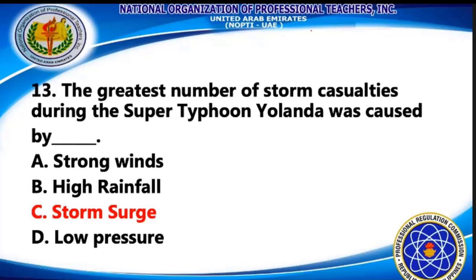Pero pina-stop na nila ang counting noon. Pero syempre, madami pa na ang mga hindi na ibilang. Kaya pina-stop na nila. So, na-reach lang yan ng 6,000. Pero sabi nila, more than that, baka kalahati pa or dumoble pa. Okay? So, yun yung reason. Storm surge. Letter C.